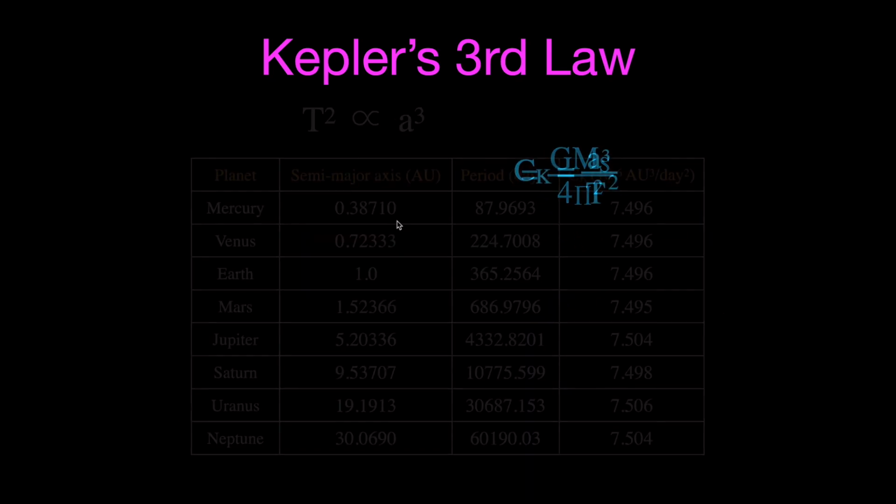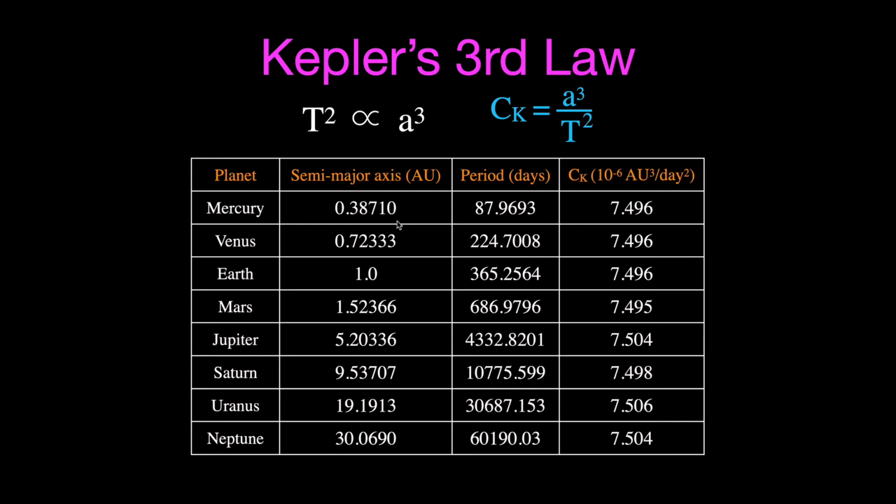Now I'm going to show you what we mean by Kepler's constant and Kepler's third law for our solar system. Remember, Kepler's third law states that the square of the orbital period is proportional to the cube of the length of the semi-major axis. And I showed you how to calculate Kepler's constant. Kepler's constant is the cube of the semi-major axis divided by the square of the period. Now here we have the data for our solar system.